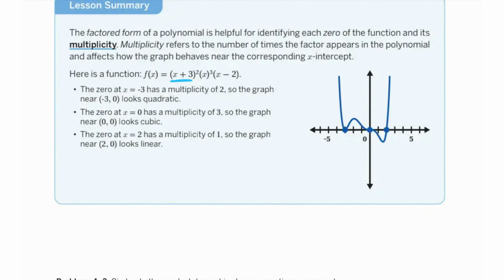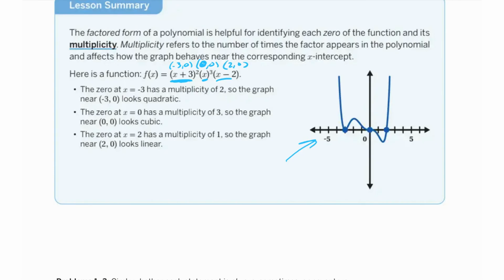So when I see this x plus 3 here, I know that there's going to be an x-intercept at -3, 0. Same thing with this. I know that there's going to be one at 0, 0, and then here I can see that it's going to be an intercept at 2, 0, which we can see in the graph here.